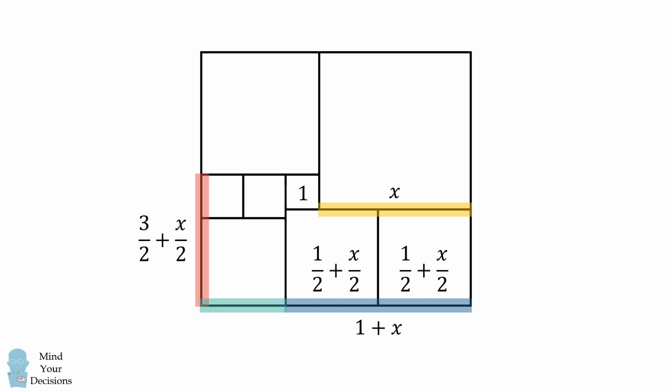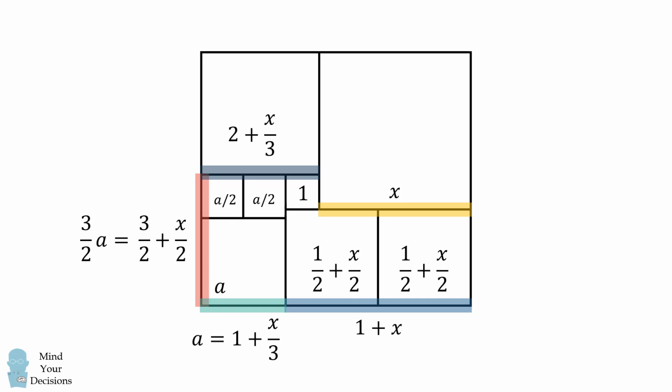Now suppose this square has a side length equal to a. The two squares above it have a total length equal to a, which means each of them has a side length equal to a over 2. Therefore, 3 over 2 multiplied by a is equal to 3 over 2 plus x over 2. We can solve this equation for a to get that a is equal to 1 plus x over 3. We can then compute this distance. It'll be equal to a plus 1, so it will be equal to 2 plus x over 3.